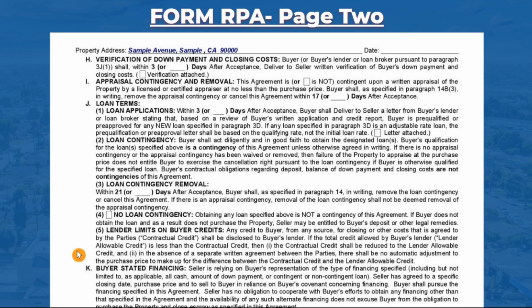Section 5 talks about the lender limits on buyer credits. In lieu of writing a check or reducing the purchase price, if there are repairs needed to be made, many times the seller will give a credit to the buyer. And this states that any buyer credits have to be approved by the lender, and the lender has to be aware of them. Section K deals with buyer stated financing and basically says that the buyer in good faith has presented this information and that everything is true.